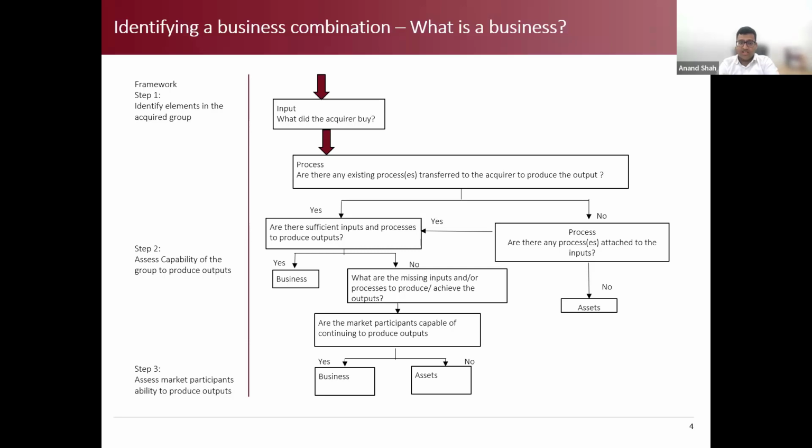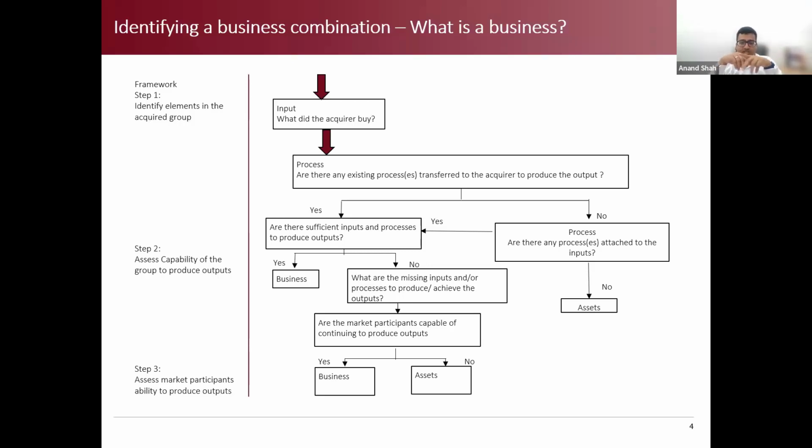If the answer is no, were there certain processes which automatically got attached to an input? If that's also no, that means you've not purchased a business, you've just purchased an asset. Going back to the left hand side, are there sufficient inputs and processes that form a part of what you acquired? If yes, it's clearly a business.